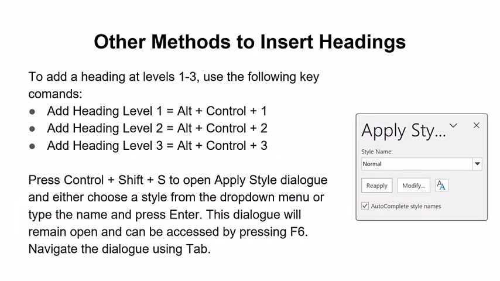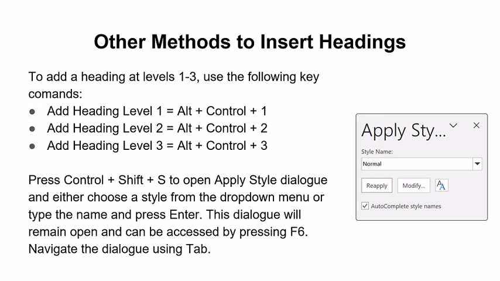There are other methods to insert headings or apply styles. To add a heading at level 1, 2, or 3, use the following key commands. Adding heading level 1, Alt, Control, plus the number 1 on the number row. Adding heading level 2 is Alt, Control, plus the number 2. And heading level 3 can be added using Alt, Control, plus the number 3.